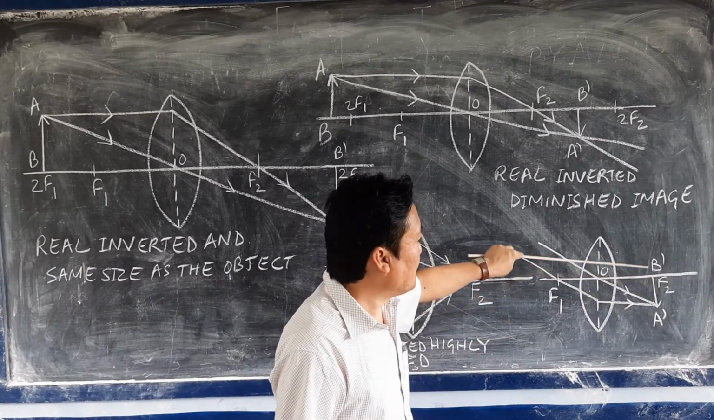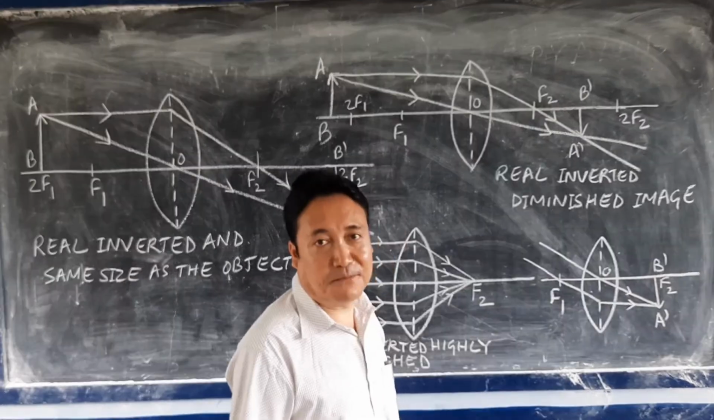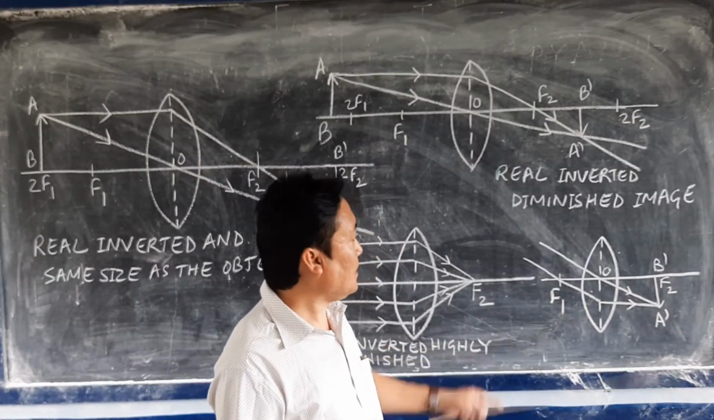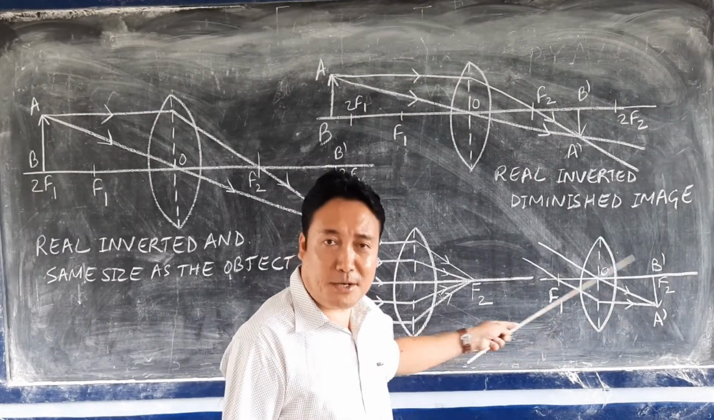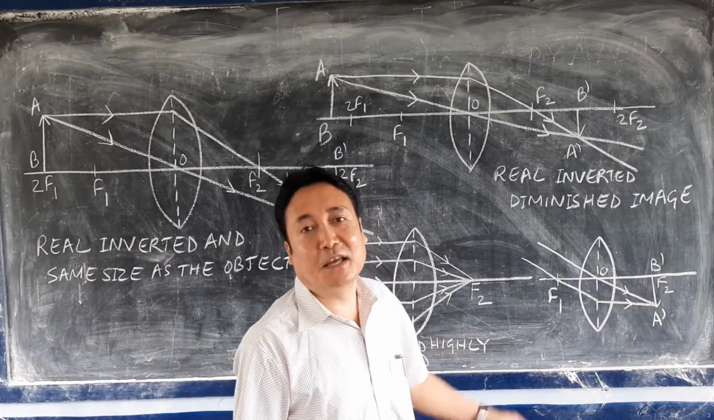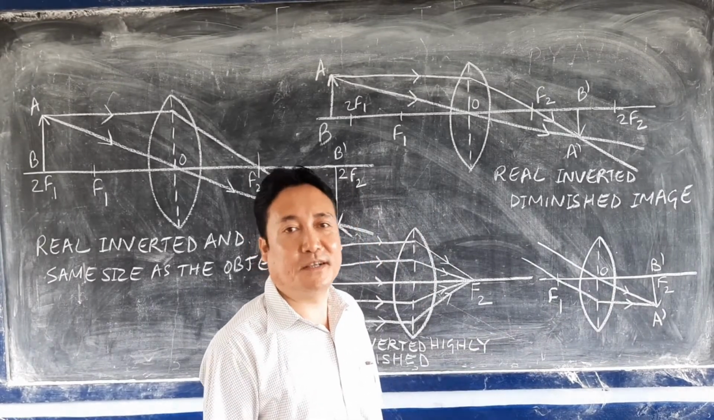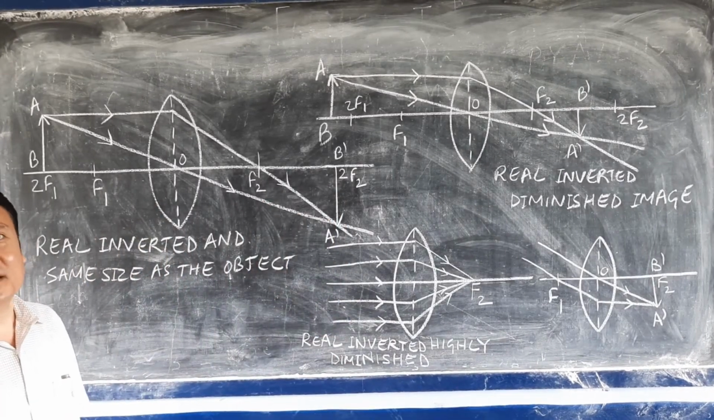And here also real, inverted images are formed, and diminished images are formed. The image is very small compared to the size of the object. And this type of image formation is used in the formation of a telescope. So this is about the image formation in the case of a convex lens.